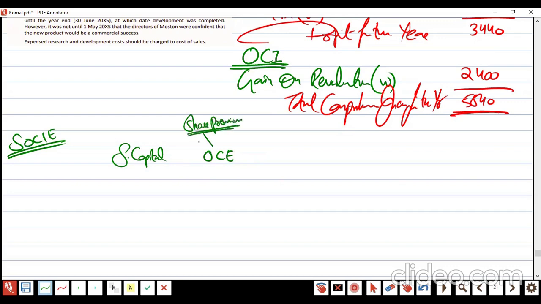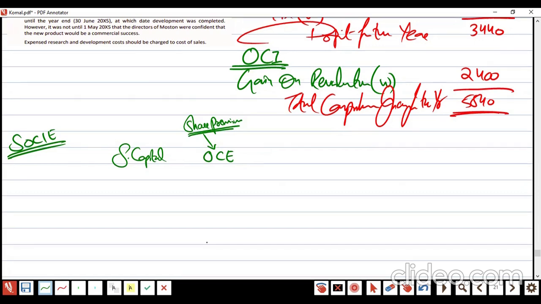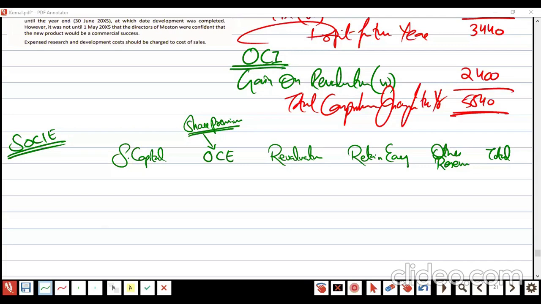Previously it used to be the share premium. Sometimes in the paper it comes with the name of share premium, sometimes it's OCE. Whatever it is, you will take it. Then revaluation. Now: share capital, premium, which is OCE, revaluation, retained earnings, other reserves, and the total. That is the format of SOCE.